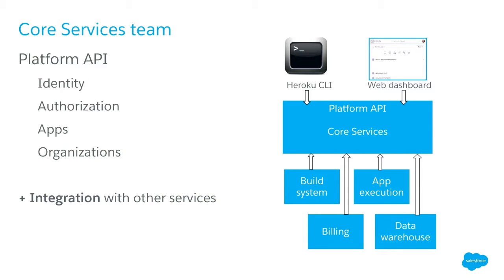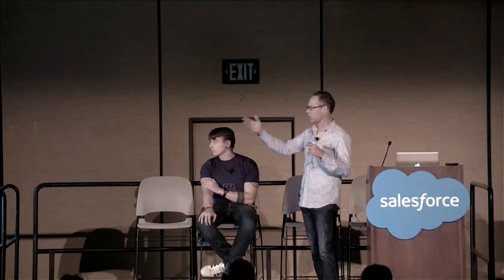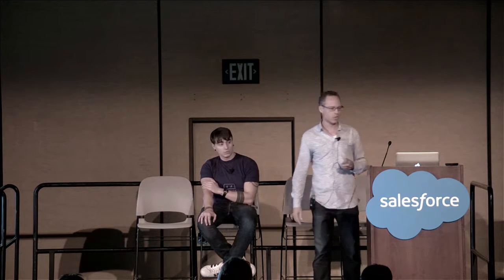But Core Services is really just a front end to the Heroku platform. And in fact, the platform itself is composed of over 100 different services and components that run in production and have to integrate together. So a lot of what we're going to talk about today is how our Core Services application, this central orchestration application, is integrating with these other components that form part of the platform. So you can see a build system, app execution, billing. That's just the tip of the iceberg in terms of all the other services that are running.